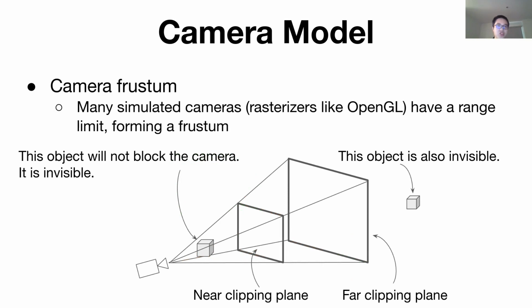Another important feature in simulation is the camera frustum. Many simulated cameras have a range limit defined by a near clipping plane and a far clipping plane. Objects in front of or behind the frustum will be completely invisible. For example, a cube in front of the near clipping plane will be completely invisible instead of blocking the camera.